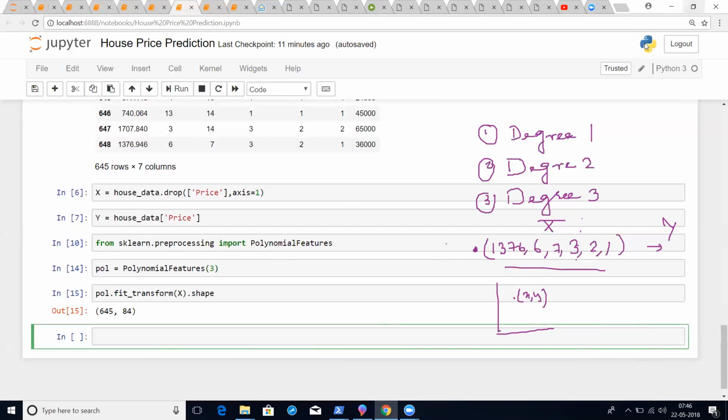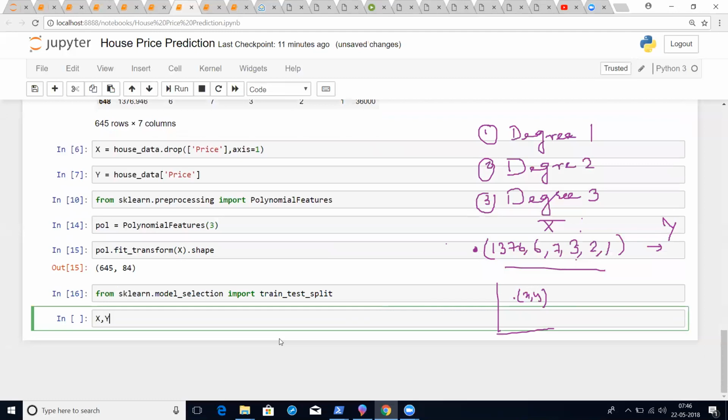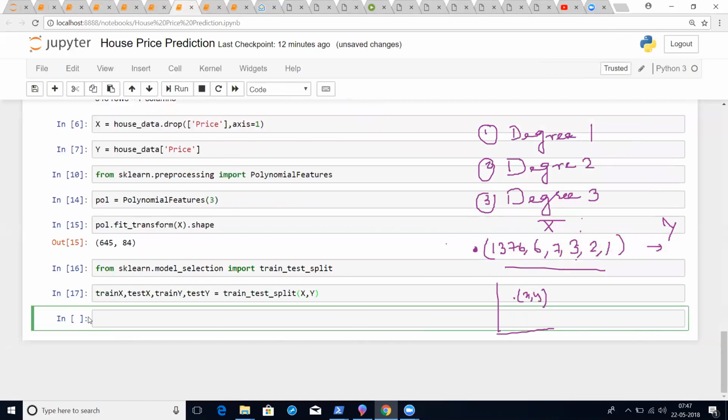You have to break down your data into test and train. So you have another API for that from sklearn dot model selection import train test split, x comma y. So you basically have to make it train x, test x, train y, this one, x comma y, right? You have this.